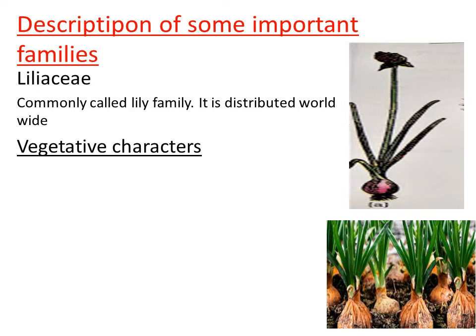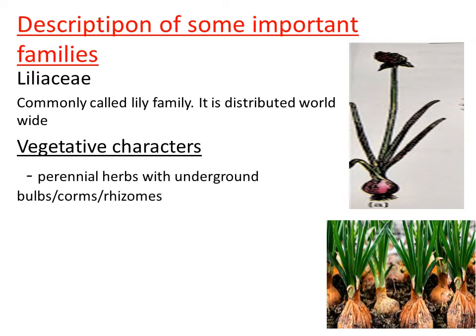In the onion plant, we have an underground modified structure that is called a bulb, or in some plants we can see rhizomes. They are the modified parts, right? The plants belonging to this family are perennial herbs. All the plants belonging to this family are herbs. There are no small trees or tall trees. All the plants are herbs.